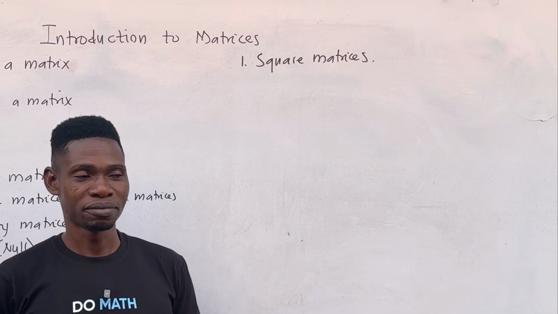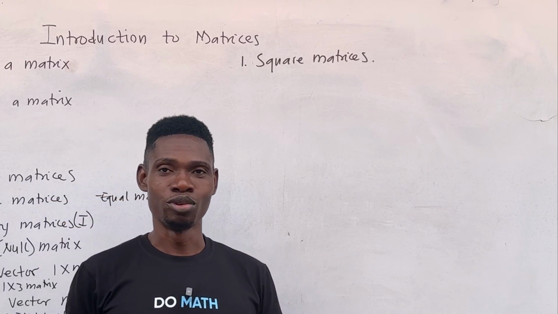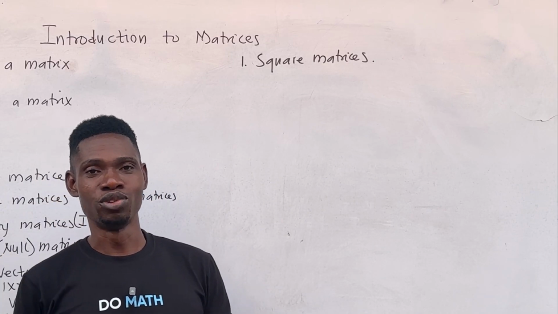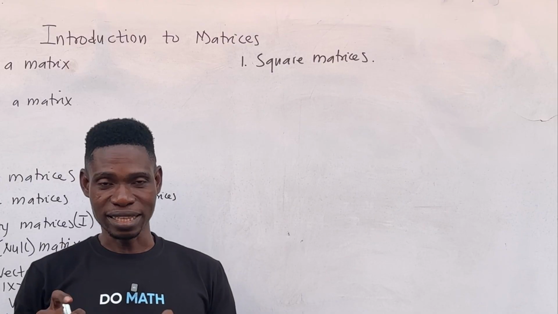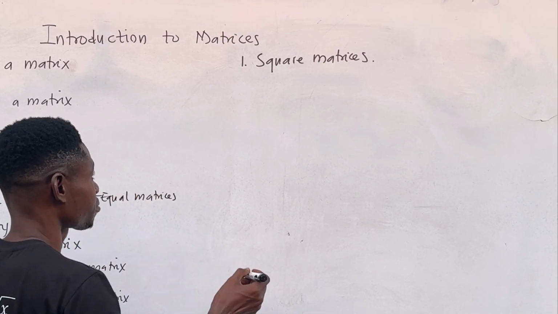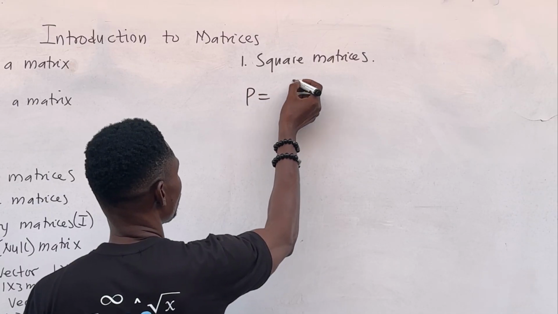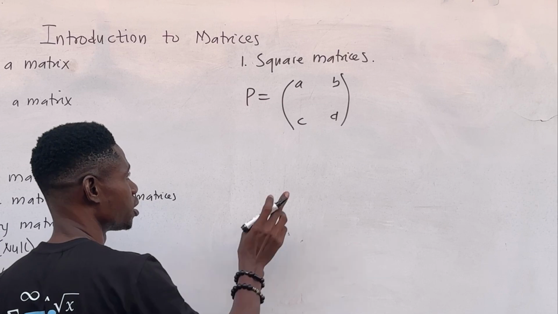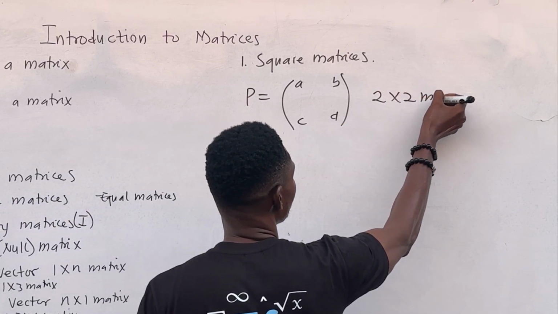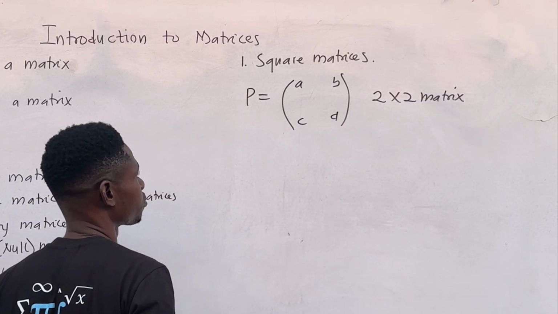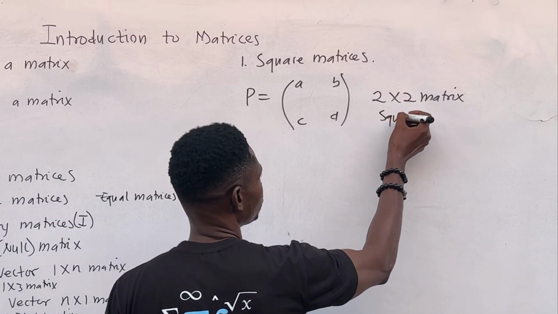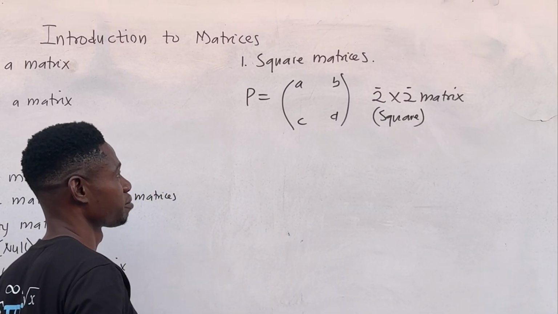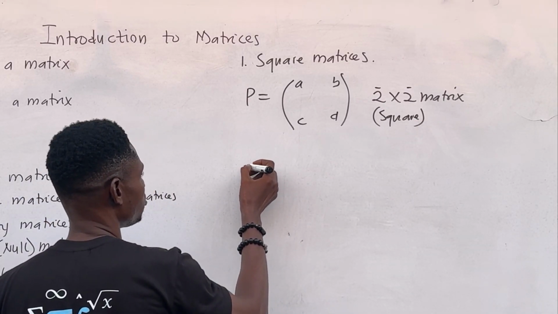And what's a square matrix? It's simply a matrix where the number of rows is equal to the number of columns. For example, look at this. Let's say P equal to a, b, c, d. This is a 2 by 2 matrix. So it's a square matrix, because the number of rows and number of columns are the same. So how about T?